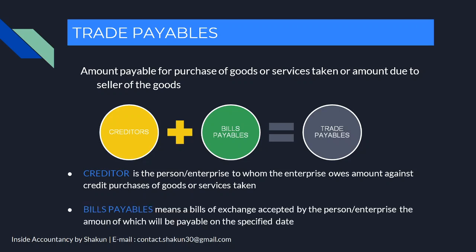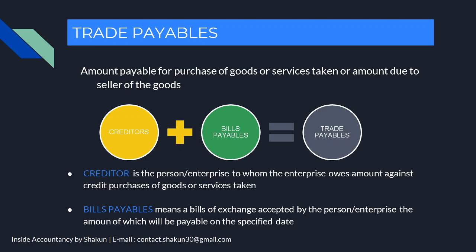Now, bills payable, it means a bill of exchange which is accepted by the person or enterprise, the amount of which will be payable on the specified date. Now, similarly, if we accept, like in the previous case, I told you that the debtor accepts.